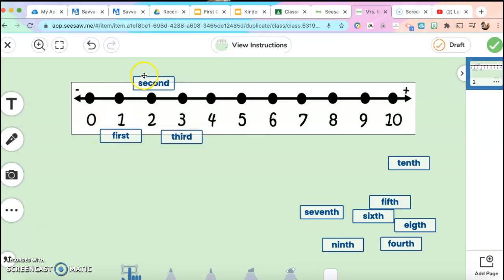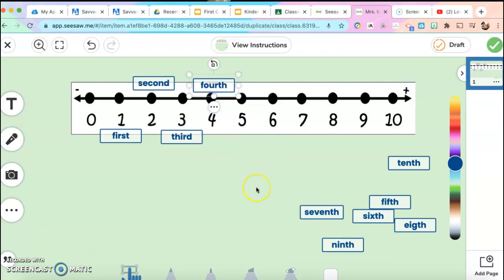So first, second, third. What comes after third? Fourth, right? So you would find the word and you would read it and you would drag it and you would match it to the number on the number line. So that is what you are doing today, okay? I want to see if you can do the rest by yourself.